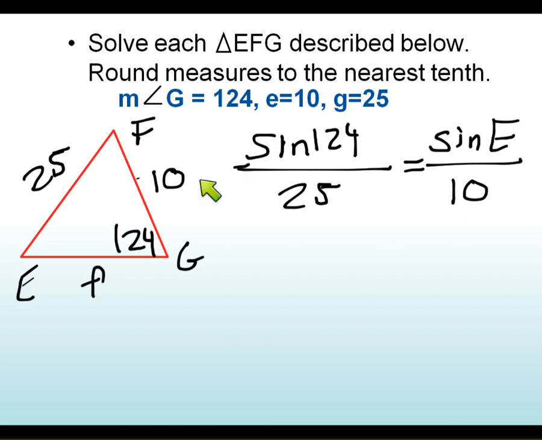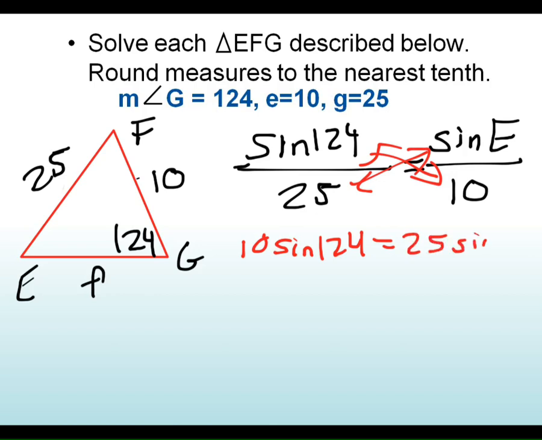So I used the law of sines here. I'm still going to cross multiply here, but this time I'm trying to solve for this angle. Well, let's go ahead and cross multiply first. Take 10 times the sine of 124 equals, cross multiply there, 25 times the sine of E.